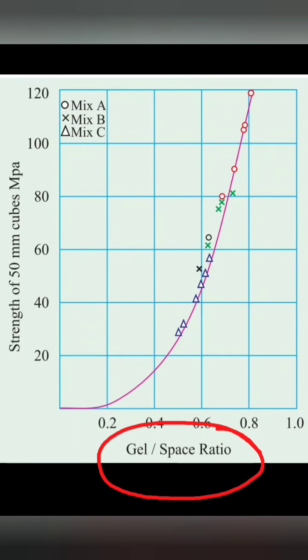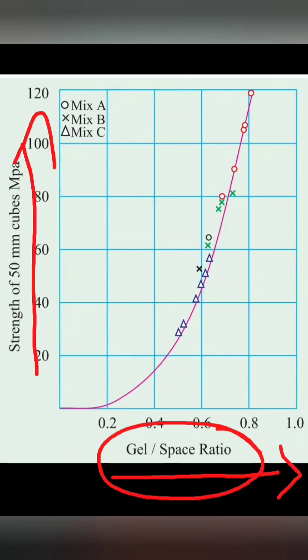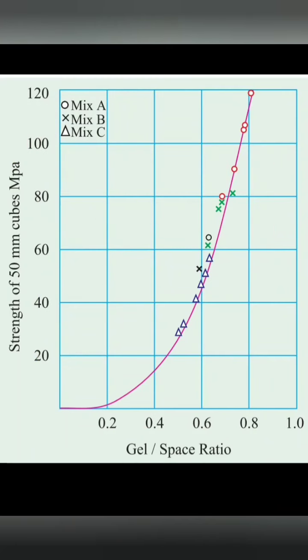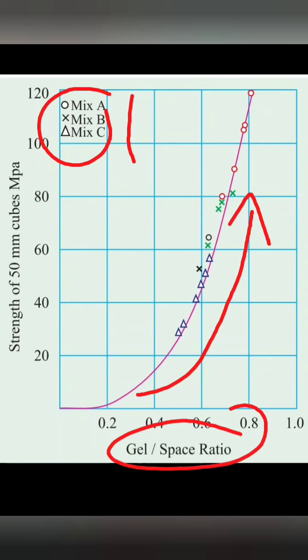And in the Powers graph, gel space ratio is taken along the x-axis and strength along the y-axis for different mix proportions. As the gel space ratio increases, it is going to increase the compressive strength of the cubes at 28 days. So even though the proportions are different, they are indicating the increment of the strength with the increase of the gel space ratio. So if the gel space ratio is more, automatically the compressive strength will be more.